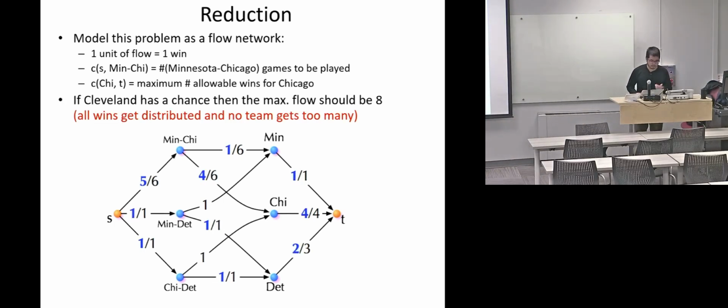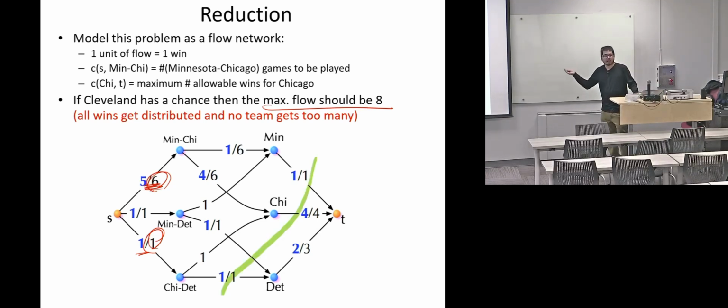So you just ask if the max flow value is 8. Basically, can you send all the wins, which is in total 8? And in this case it is not the case, because you find a min cut of size less than 8. So Cleveland cannot win; it has no chance in this case.